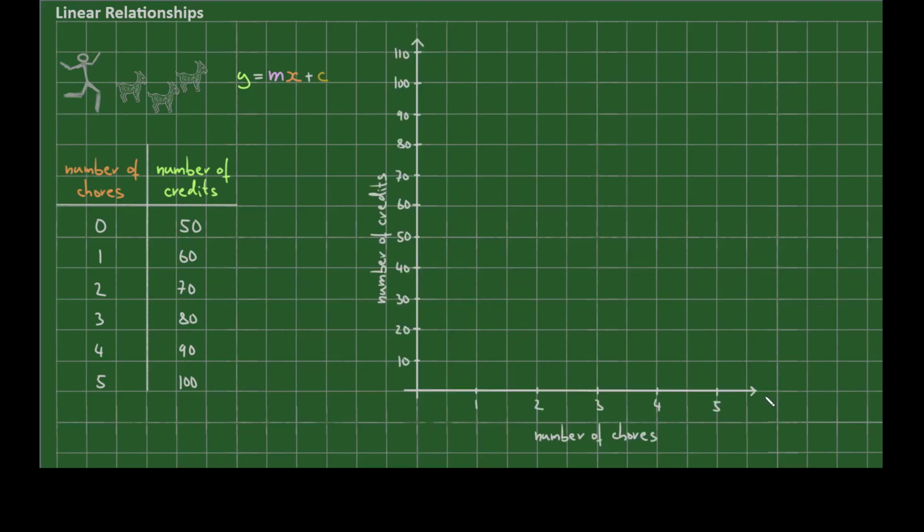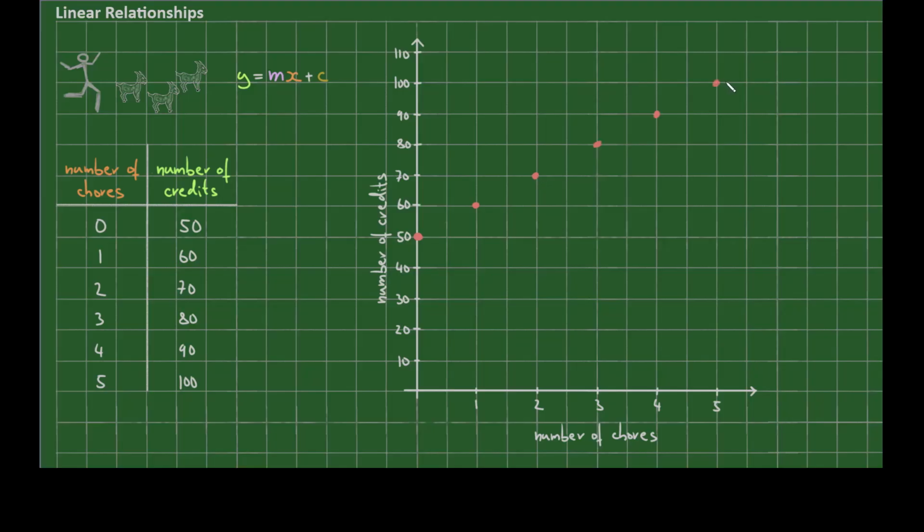Now that I have my axes, the ordered pairs in the table become coordinates that I can plot. So at 0 chores, I will receive 50 credits. So that would be the point at 0, 50. Here it is. If I perform 1 chore, I will end up with 60 credits. So that is this point here at 1, 60. If I performed 2 chores, I will end up with 70 credits. So that would be this point here, 2, 70, and so on.